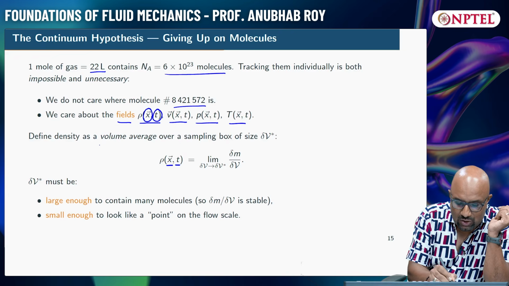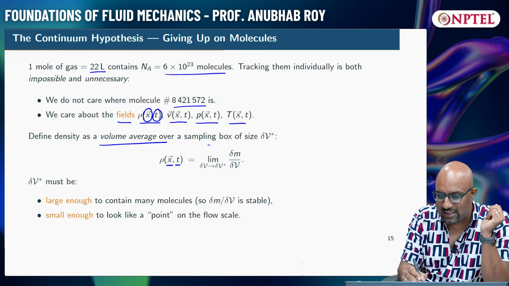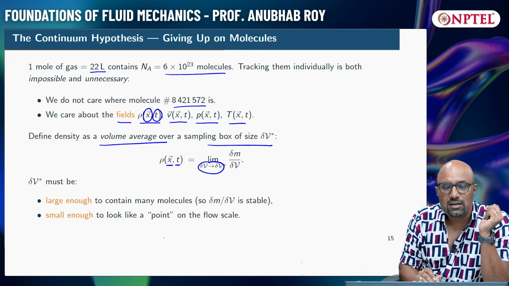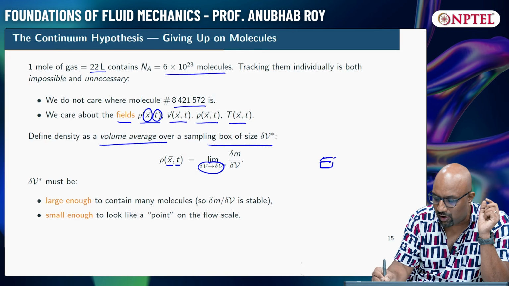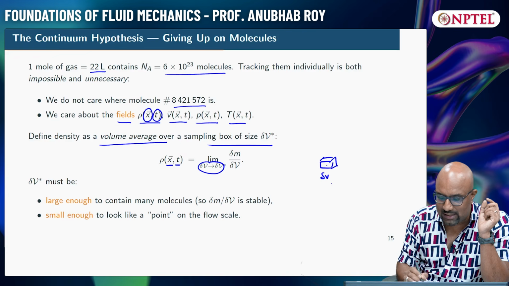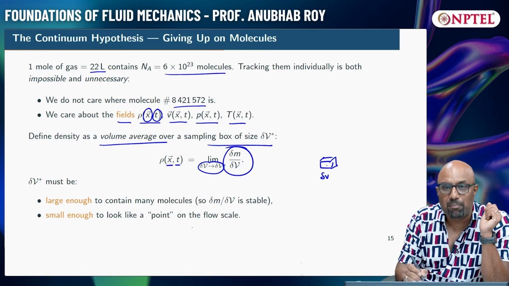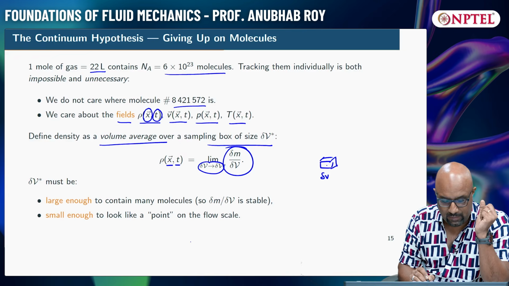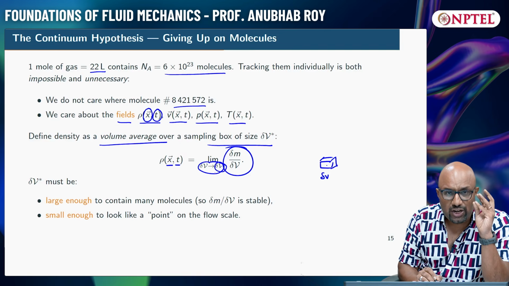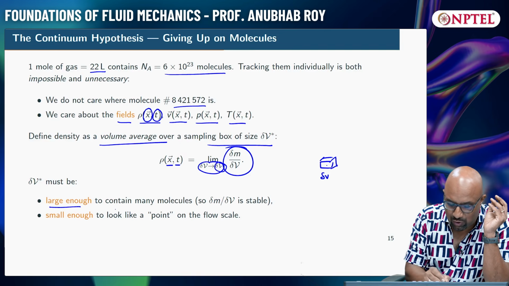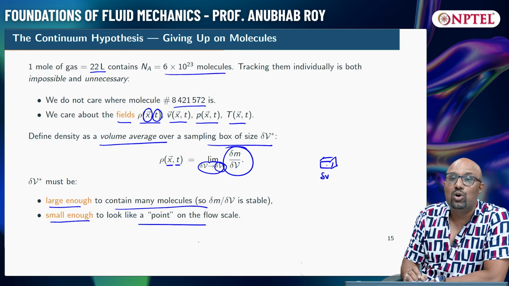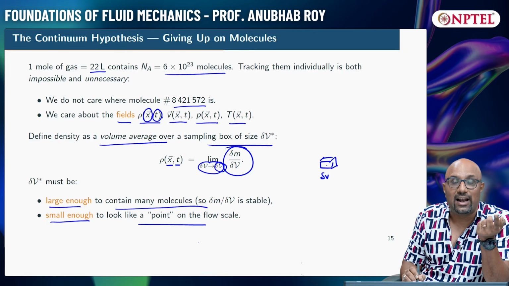But density is going to be a volume average over a sampling box, which means you take a sampling box, delta V, construct a small volume, and start shrinking it, and then try to compute this quantity. What is the mass of molecules contained inside this particular volume? And this shrinks to a size which is large enough to contain many molecules, but small enough that it looks like a point on the flow scale.